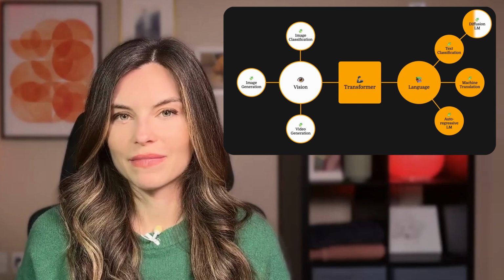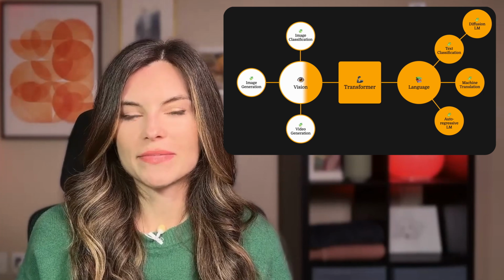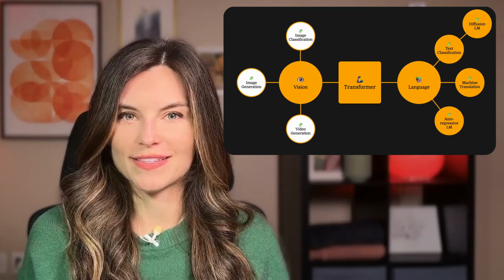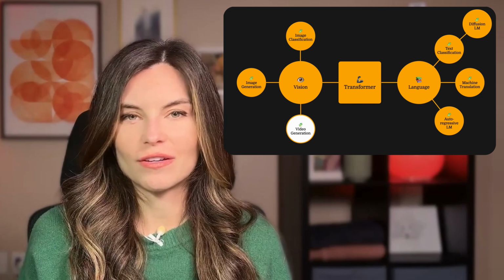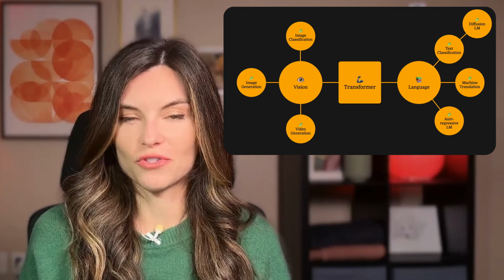In a previous video, we saw how the transformer architecture took over language modeling. This time, we'll see how it expanded into vision, where it became the backbone for tasks like image classification, image generation, and even video generation. At first, it wasn't obvious at all how to move from language to vision. Researchers had to answer two main questions.